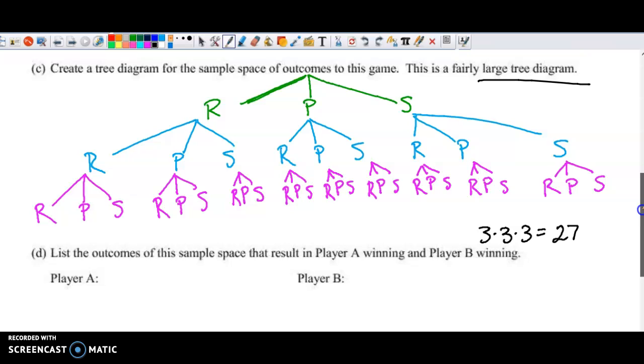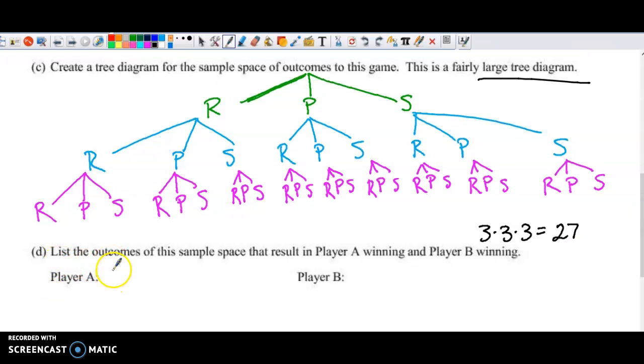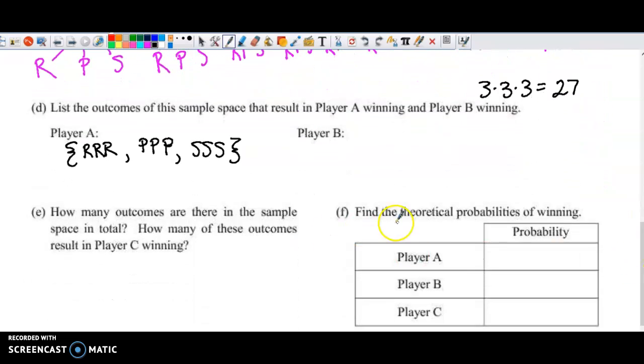But if we're trying to see if player A wins, remember, player A wins if all 3 are the same. So that would have to be rock, rock, rock. It could be paper, paper, paper. And it could be scissors, scissors, scissors. So the theoretical probability, in theory, is that player A would win 3 out of those 27 games. So probably pretty unfair for player A.